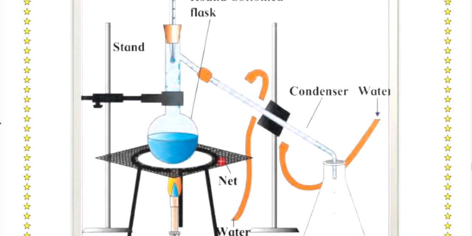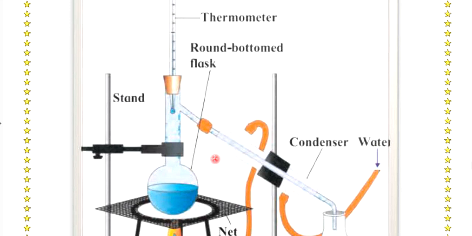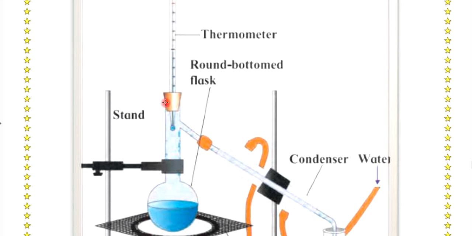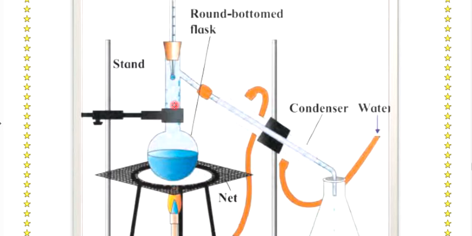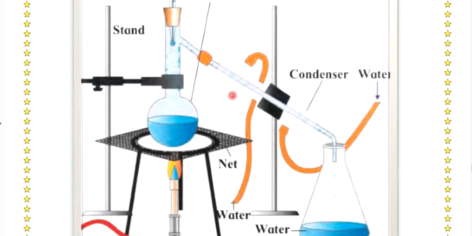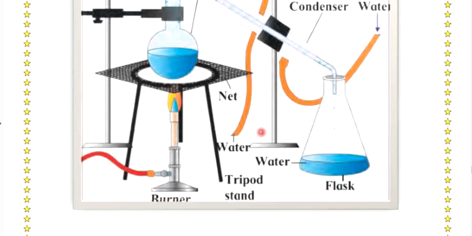Okay, see the diagram of the distillation method. That is a round bottom flask. It is a stand. The thermometer is fitted in the round bottom flask, and it is a water condenser. Okay, it is a net. That is a burner. That is water collected here in a flask, and it's a water inlet and tripod stand.